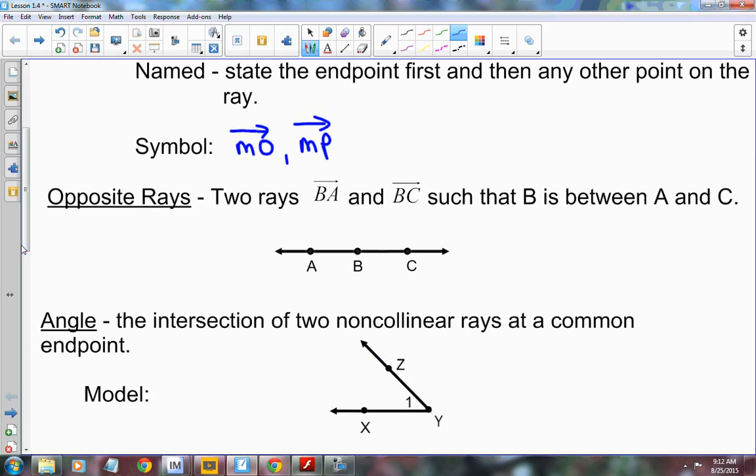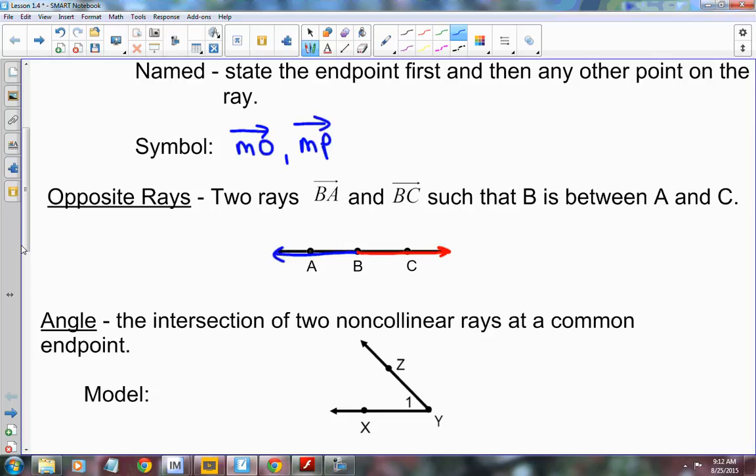Now, opposite rays, okay? Those are rays, for example, BA and BC. BA is a ray, BC is a ray. They share that endpoint right there, and B lies between A and C, which means all 3 points are collinear with each other, okay? It ends up creating a straight line, all right?